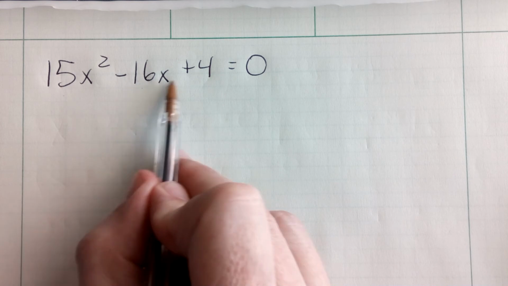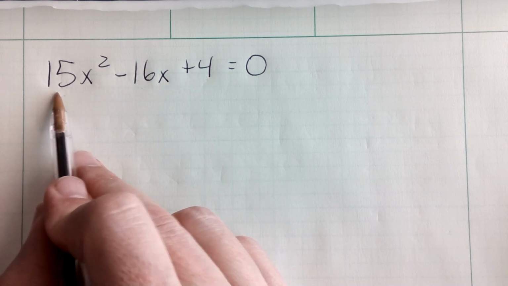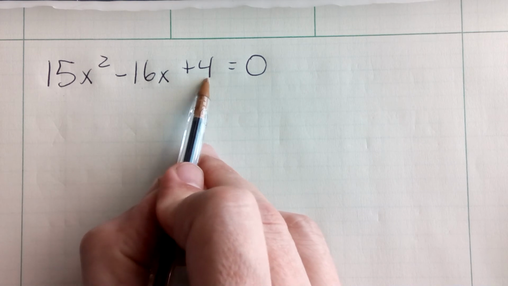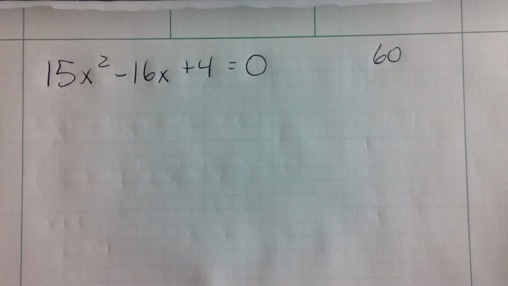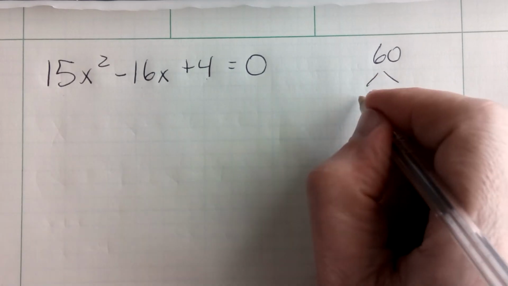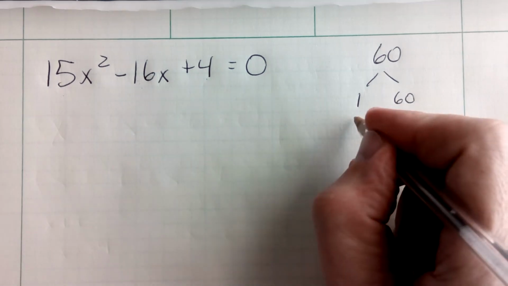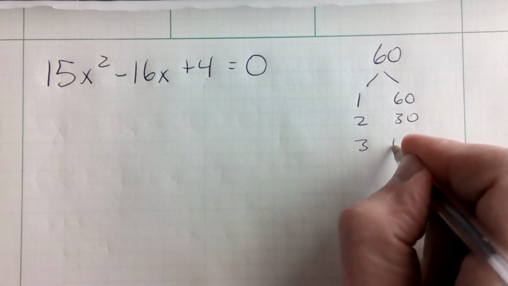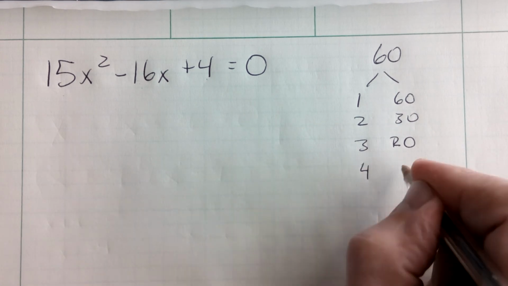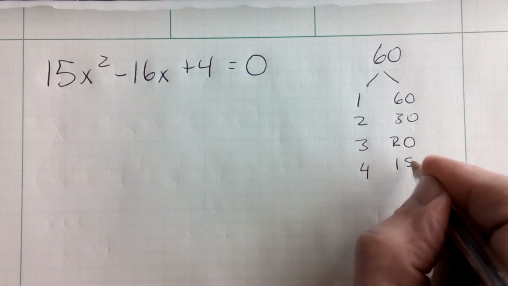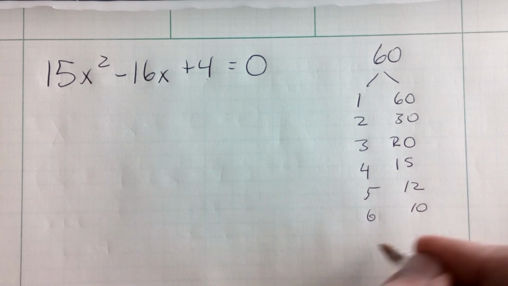15 doesn't go into 6 or 4. So what I'm going to do is take this leading 15 and multiply it by that last term of 4. So 15 times 4 is 60. Now I'm going to find two numbers that multiply to give me 60 and add to give me negative 16. So again, 2 and 30, 3 and 20, 4 and 15, 5 and 12, 6 and 10, 8, 9.